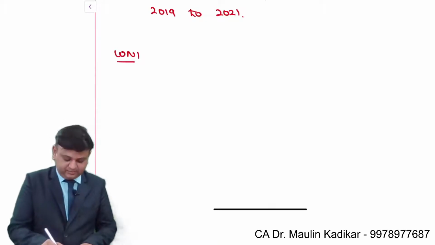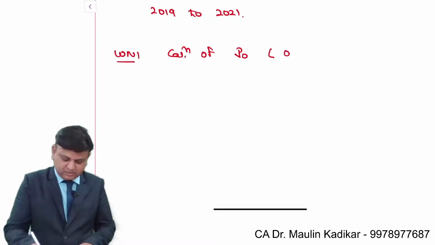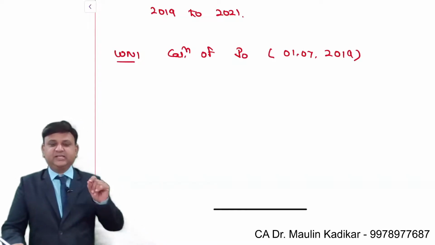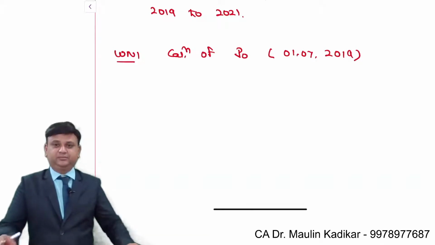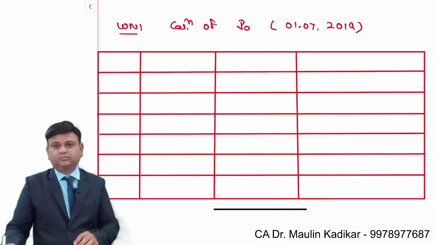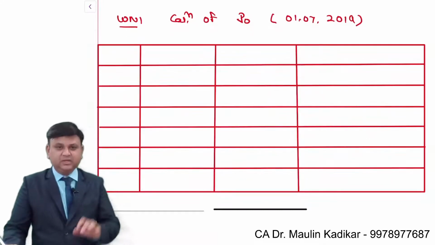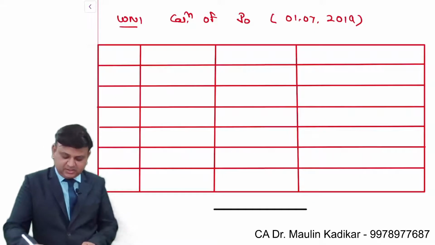Working note number 1, calculation of P0, in bracket I am writing 1st of July 2019. Why 1st of July 2019? I will explain that to you in 2 minutes. I just want you to make this calculation. Let us see how to make the calculation of the answer. Friends, regarding the date, I am giving explanation in 2 minutes of time. Please just wait for 2 minutes.